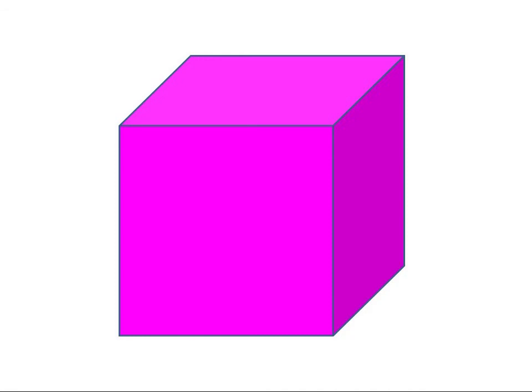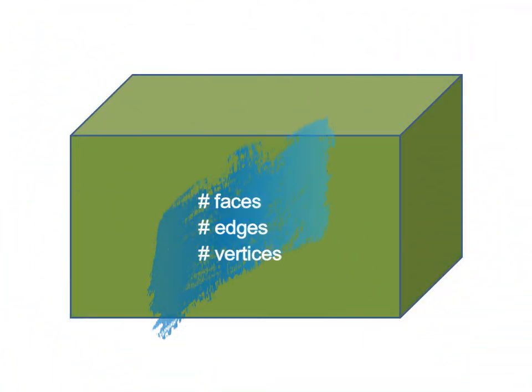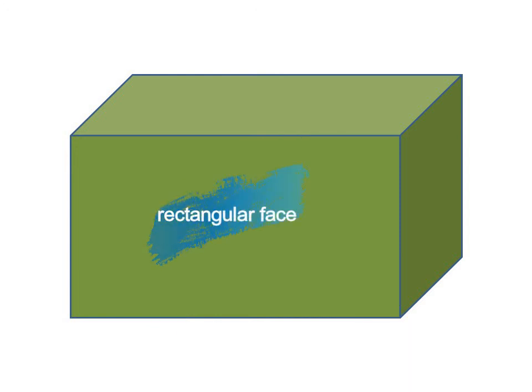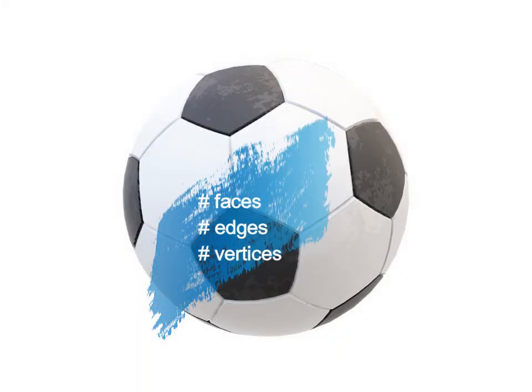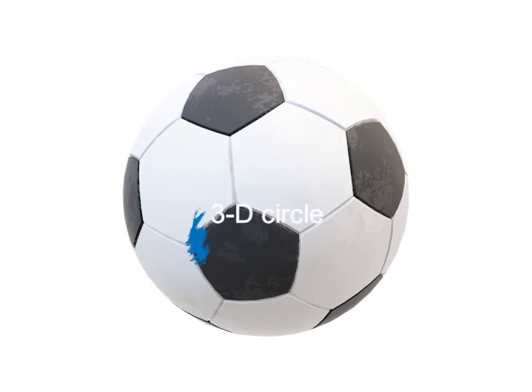For example, a cube has 6 faces, 12 edges and 8 vertices. Each face of a cube is a square, all of its edges are the same length. A cuboid has 6 faces, 12 edges and 8 vertices. Each face is a rectangle. It is also known as a rectangular prism. A sphere has 1 curved surface, 0 faces, 0 edges and 0 vertices. A sphere is a 3D circle.